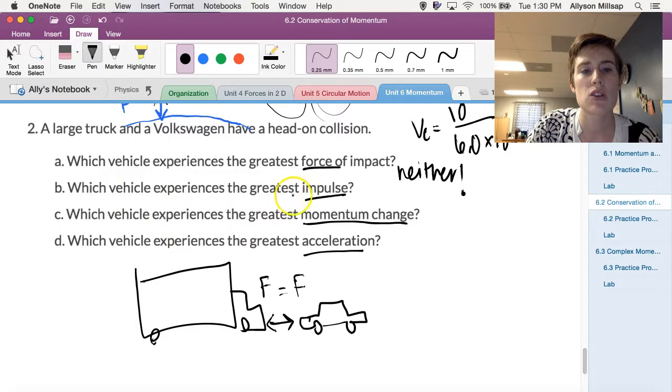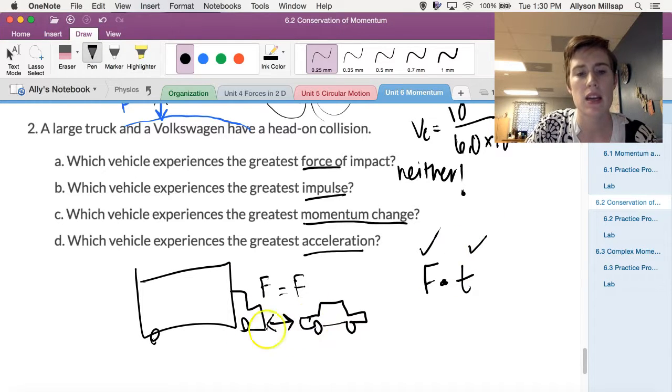Which vehicle experienced the greatest impulse? Okay, what is impulse? Impulse is force times time. Do they both have the same force? Yes, we already talked about it. Do they both have the same amount of time that the impact is hitting on them? Yes. So neither. Both have the same impulse.